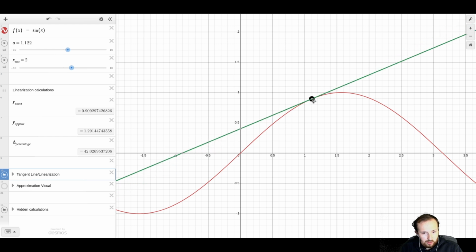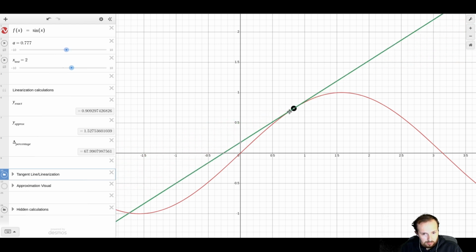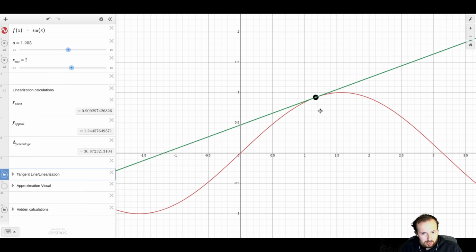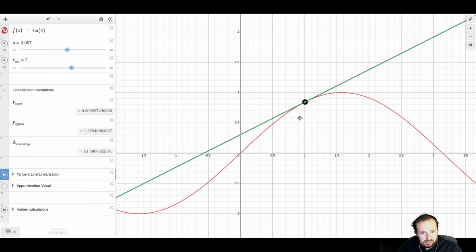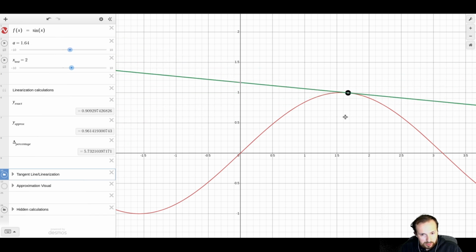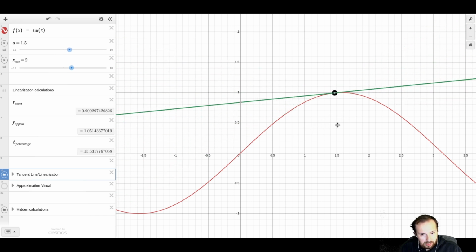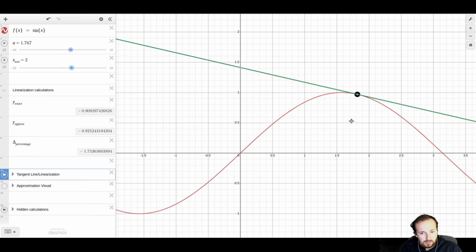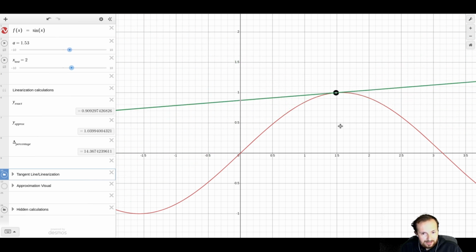And again, you could do it around different points. This animation is already programmed to automatically adjust. But basically, you can see that we can always come up, again, assuming it's differentiable, which it is everywhere here, with a linear approximation at every point. So there you go. That's kind of the idea.